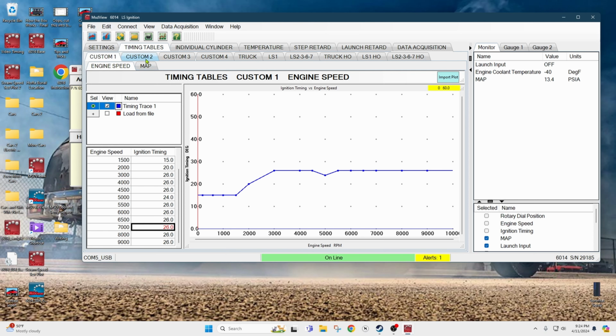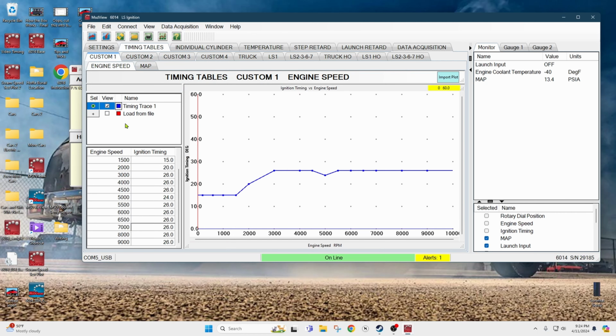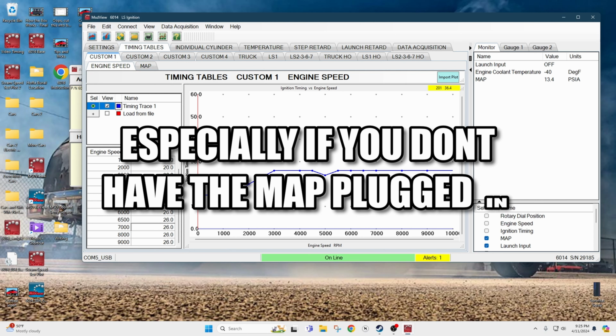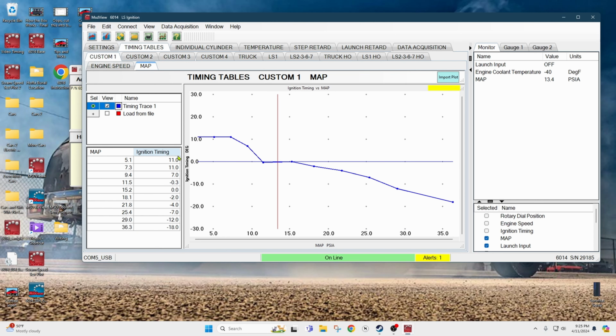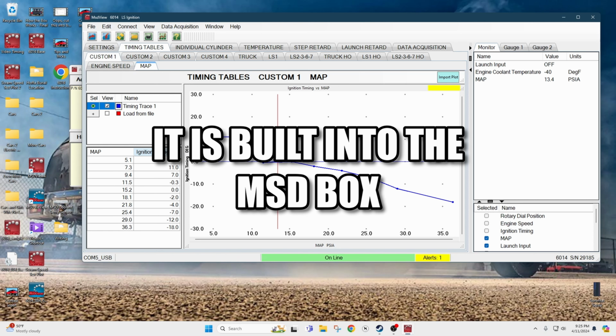The other tables have the map built in as one of the axes here. This has its own breakout table for the map. Even if you don't have the map plugged in, or maybe especially if you don't have the map plugged in, you need to come over and look at this table. Your manifold absolute pressure sensor, it's not the one that came with the engine. It is built into the MSD box.